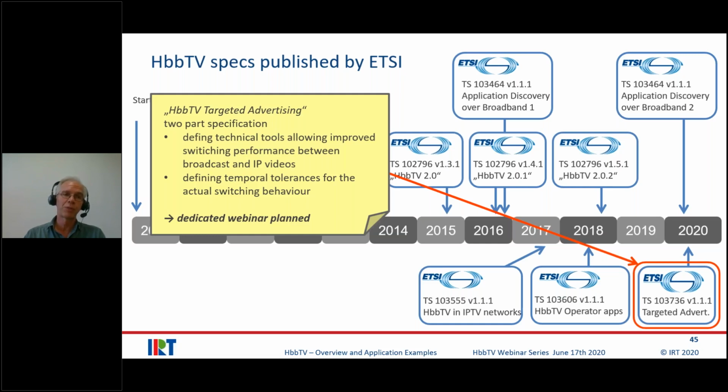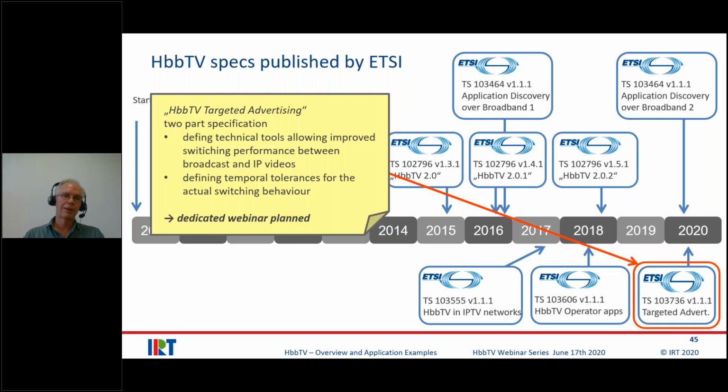I have mentioned before that you can replace the broadcast by IP video today, but there are some timing and performance issues around this. And this is exactly what's addressed by the HbbTV targeted advertising specification. It's a 2-part specification, the first of which defines technical tools to allow an improved switching performance between the broadcast video and the IP videos. So exactly filling the technical gap we have today.